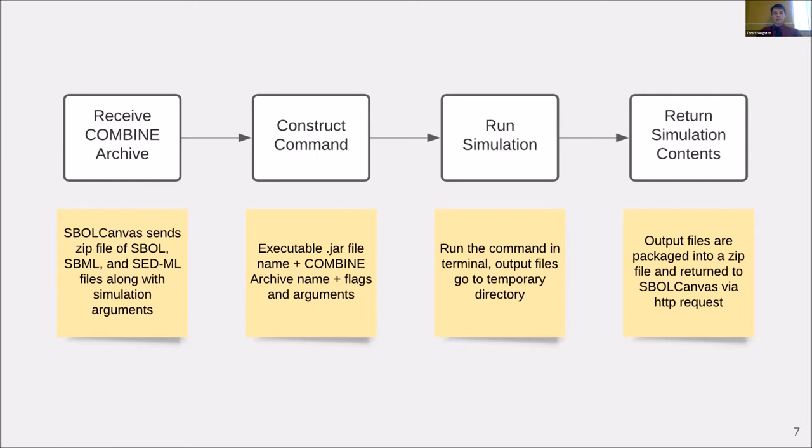Next, the script runs the simulation and collects the output files into a temporary directory. And then these output files are zip packaged into a zip file and returned to ESPL Canvas as a response to the HTTP request. After this step, the temporary directory is deleted and the API is ready to receive another Combine archive.